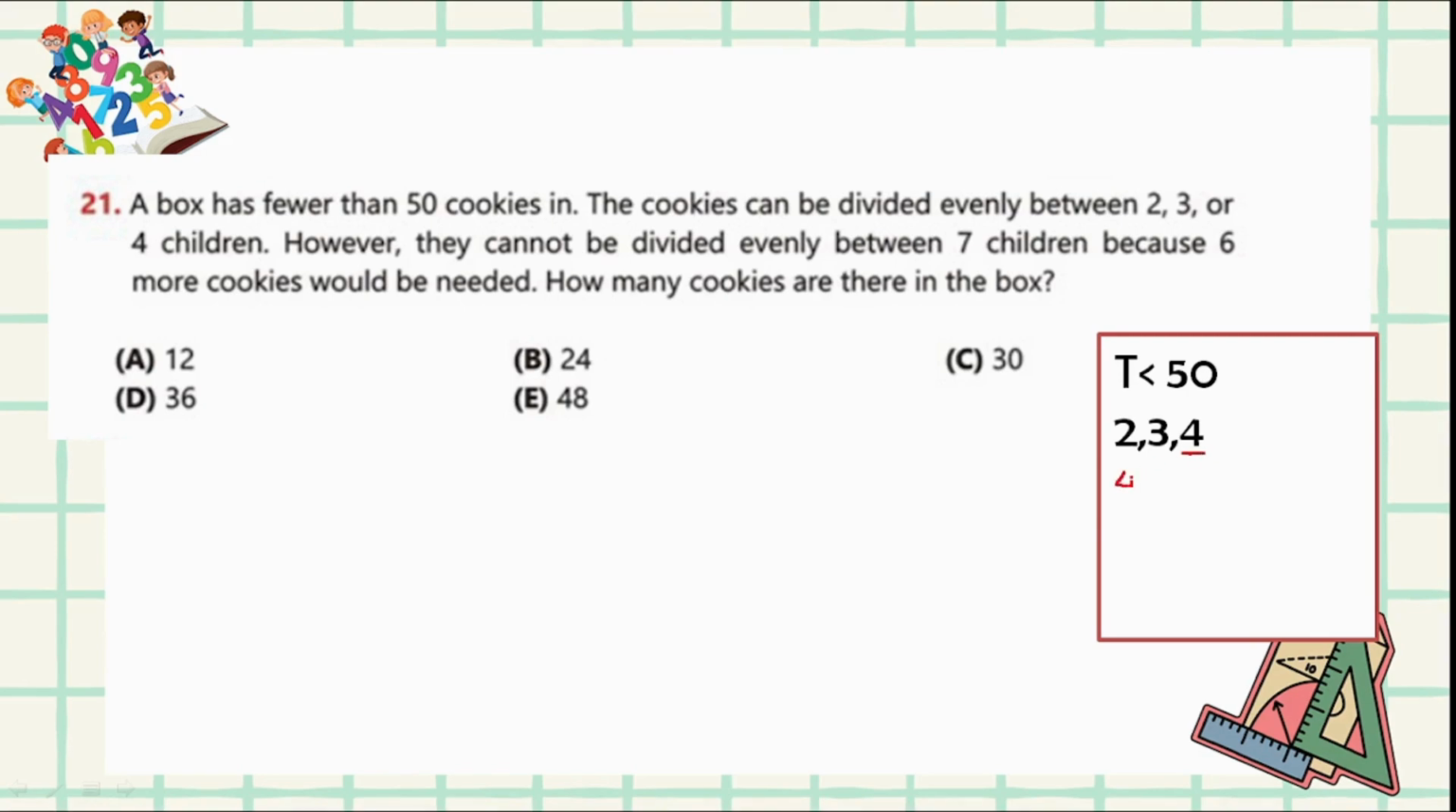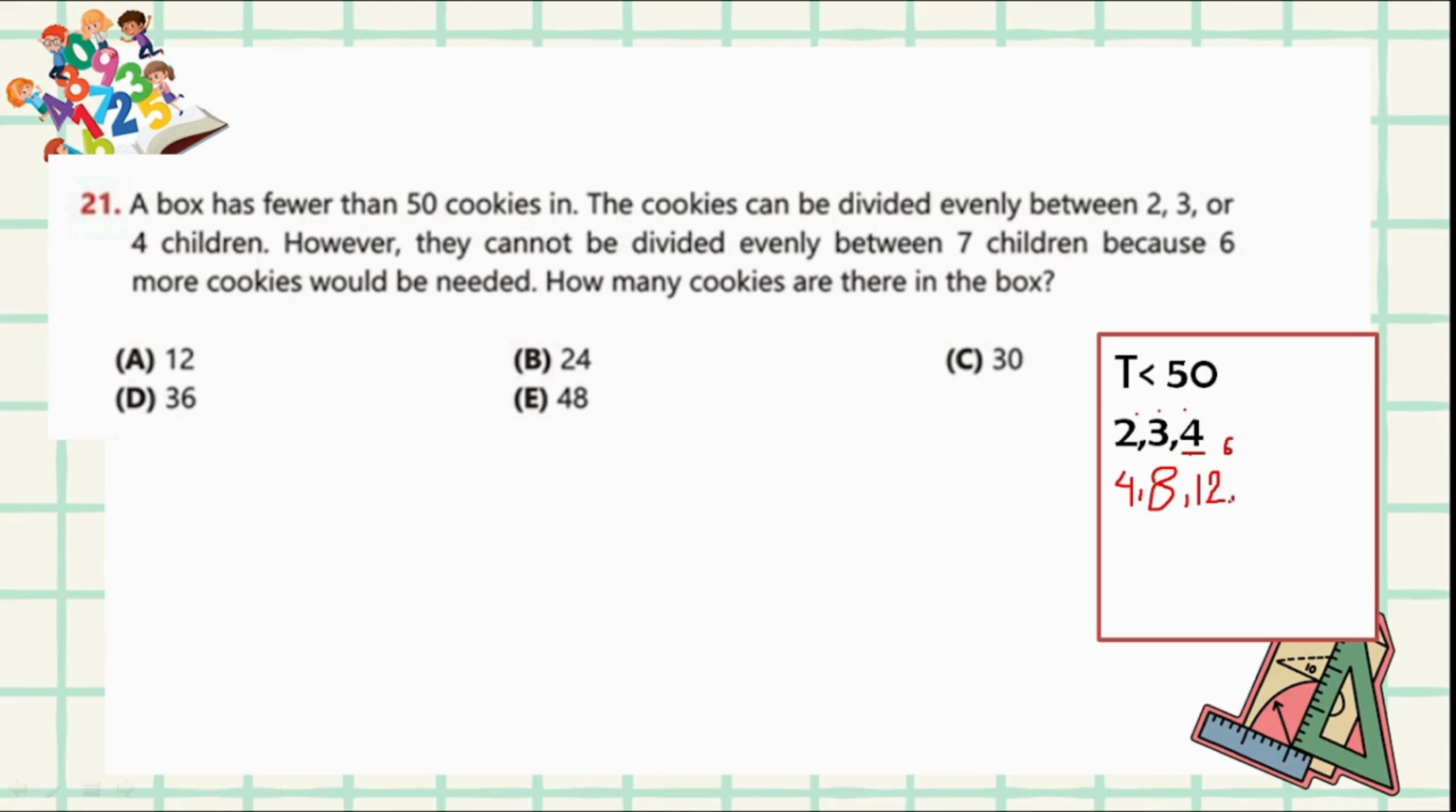4 ones are 4. It doesn't come in the table of 3. 4 twos are 8. It doesn't come in the table of 3. 4 threes are 12. So 12 is divisible by 2, 3 and 4 all. But if we add 6 to 12, the total will be equal to 18, which is not divisible by 7. So it means 12 is also not our number.